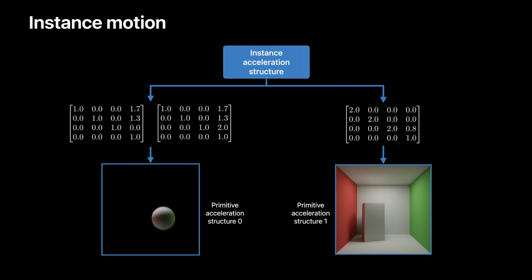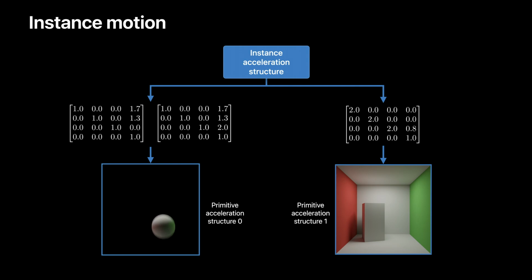To animate the sphere, we will provide two transformation matrices representing the start and end point of the animation. Metal will then interpolate these two matrices based on the time parameter for each ray. Keep in mind that this is a specific example using two keyframes, but Metal supports an arbitrary number of keyframes.